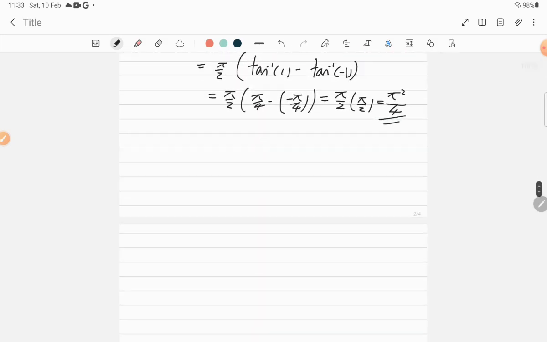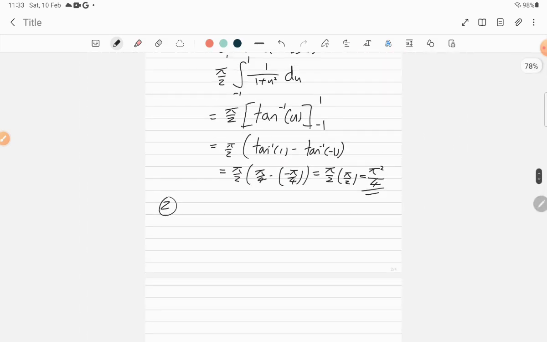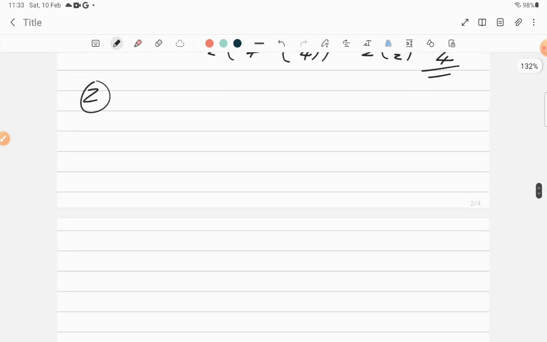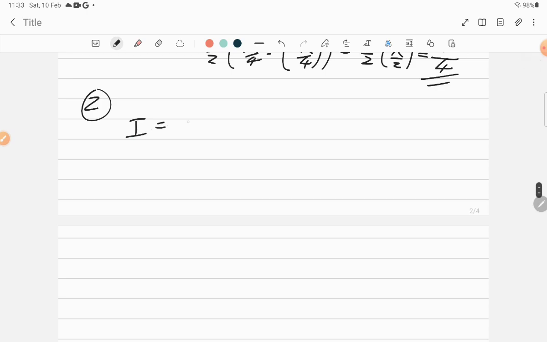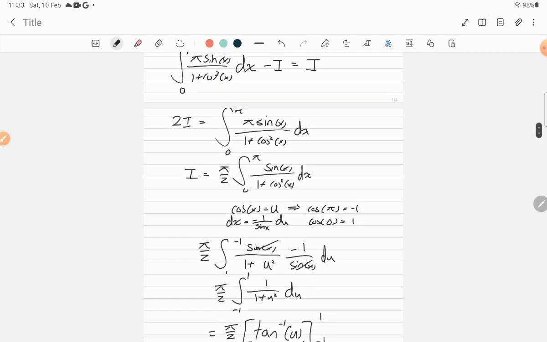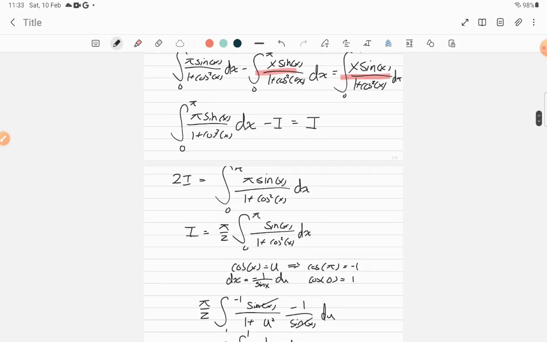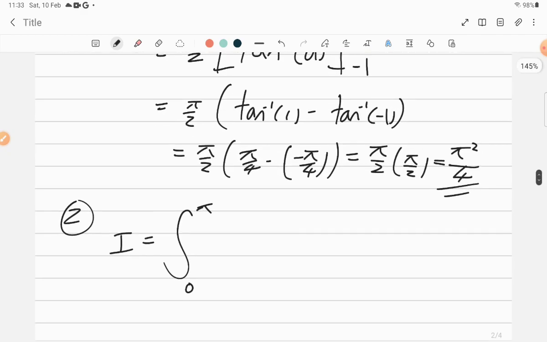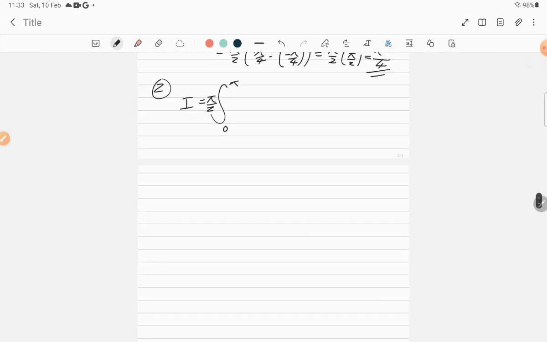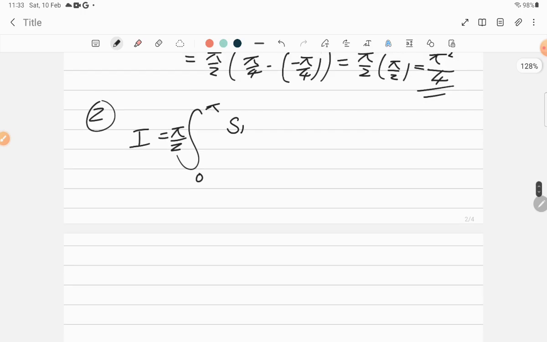Now for method 2. So we have the integral I is equal to the integral from 0 to pi of x sine of x over 1 plus cosine squared of x.